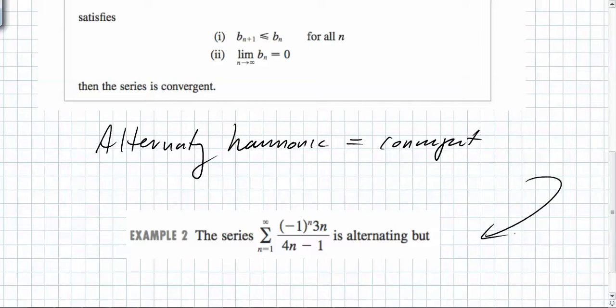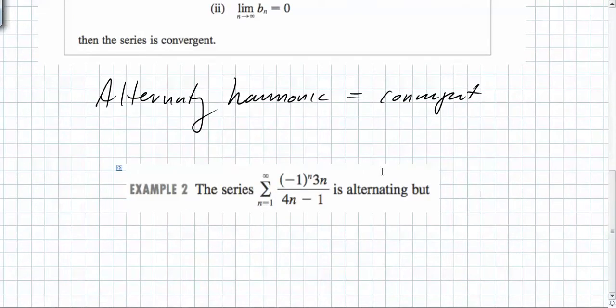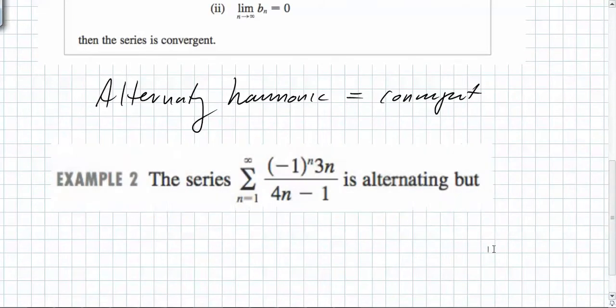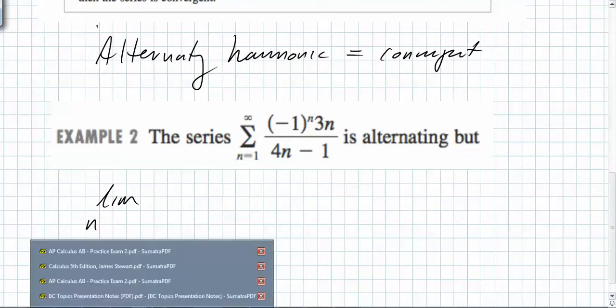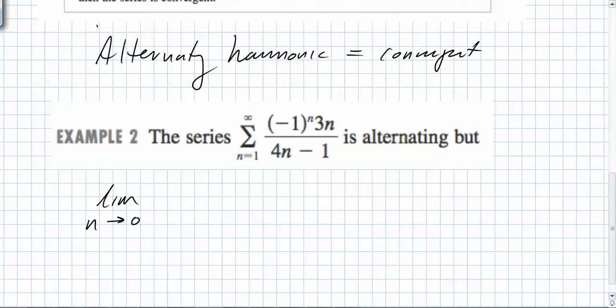But what about this one right here? Does this one converge? It is alternating. Why do you know it's alternating? Negative 1 to the n. So it is alternating, but what's the problem? Does it approach 0? Let's see if it does. The limit as n goes to infinity. Does this thing go to 0?